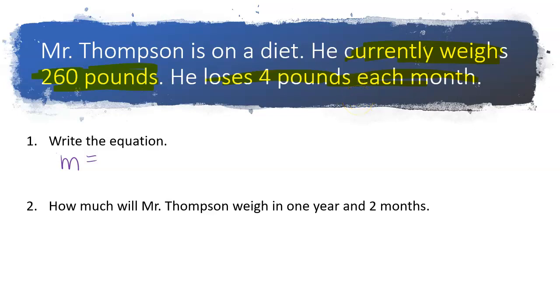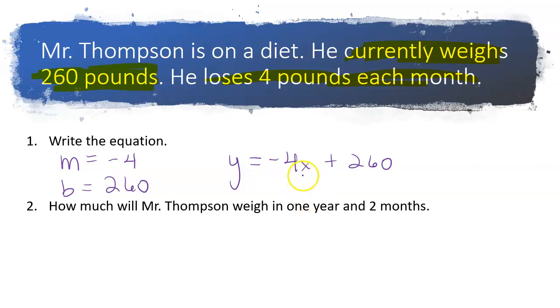So my M is that he's losing 4 pounds. Think about how we would show he's losing 4 pounds. That would be -4. And his starting point is 260 pounds. So we're going to say y equals -4x plus 260, which tells me I'm losing 4 pounds per month. X is my per month, plus my initial weight of 260. So how much will Mr. Thompson weigh in 1 year and 2 months?